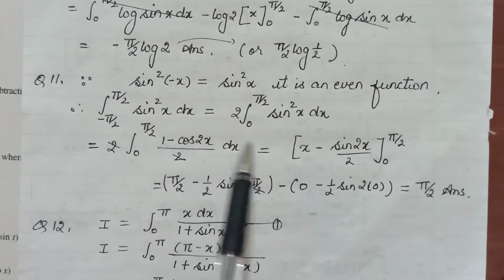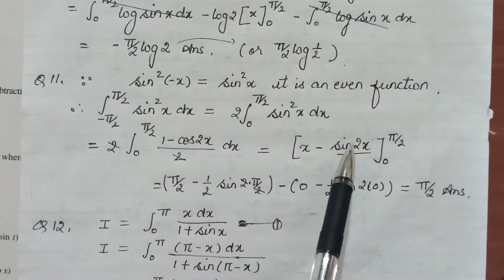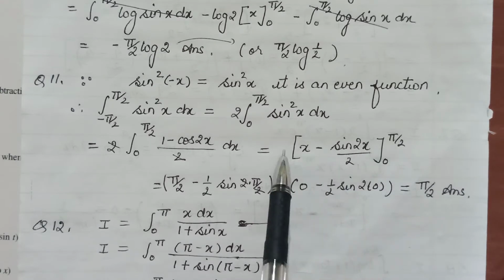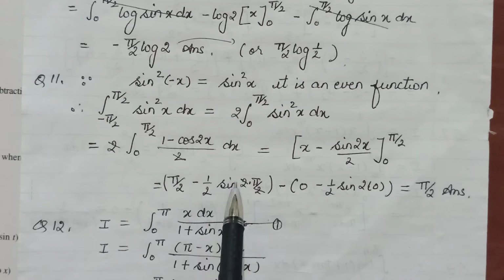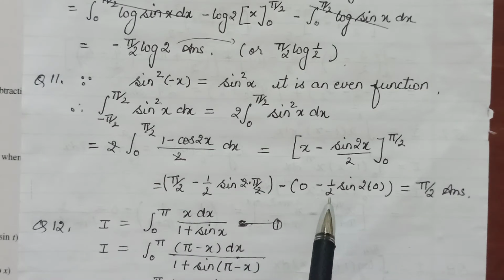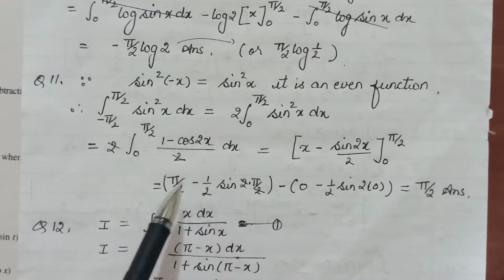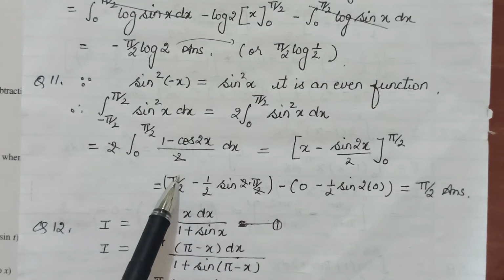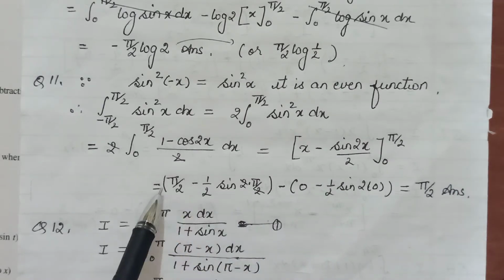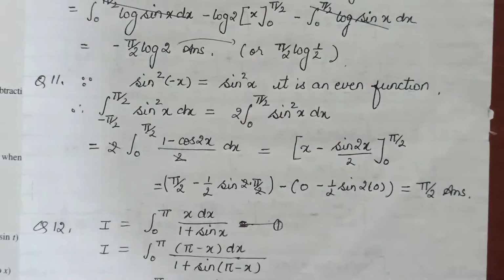Integration of 1 is x, cos 2x is sin 2x upon 2. Now put the limits. Okay, so pi by 2, then half of sine of 2 into pi by 2. That becomes sin pi. Sin pi is 0. That happens in the next step. So we are only left with pi by 2 here. Then this became 0, and this would also become 0. So all the rest of them become 0. So your answer is only pi by 2.